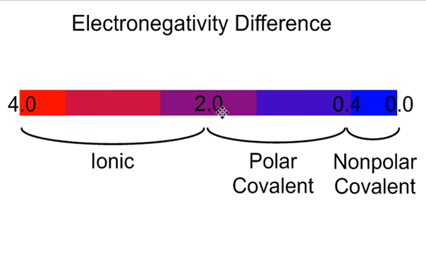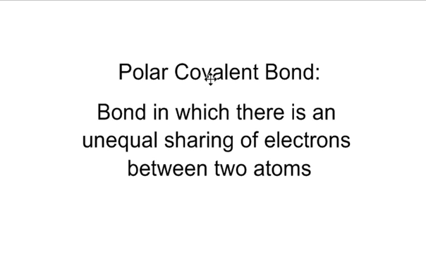Between that 0.4 and 2.0, we call those polar covalent. They're still sharing electrons, but it's an unequal sharing, and so there's a positive and a negative end. A polar covalent bond is a bond in which there is an unequal sharing of electrons between two atoms.